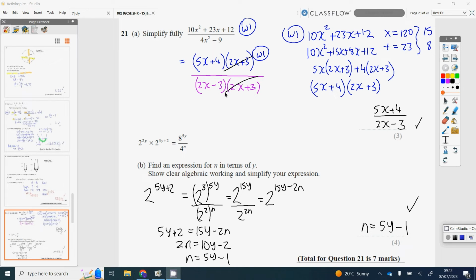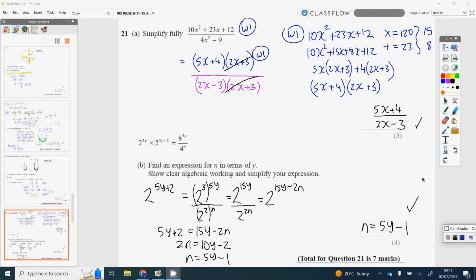I've written it 2x minus 3, 2x plus 3, because these are going to cancel in a minute. If this is going to simplify, you're looking out for there to be a common bracket in the top and the bottom, which you can cancel out. If you don't get that, perhaps go back and check your calculations. So I've got a 2x plus 3 and a 2x plus 3, so they cancel. My final answer is 5x plus 4 over 2x minus 3, and I no longer need the brackets.